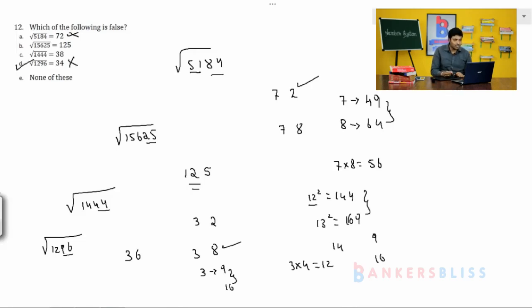Therefore, option D is not the right one, and they are asking us to calculate which is the false one. Therefore, 1296, the root is 36, but they have given it is 34. Therefore, it is not the answer. So, 3 into 4 12. So, 12 and more than 12, therefore, the upper value you have to take, but they have given the lower value, therefore, 1296, okay, that is the wrong one. Okay, let us move on to the next problem, problem number 13.